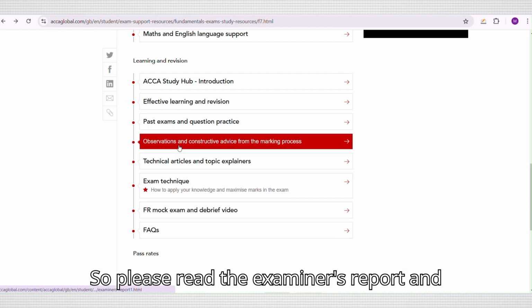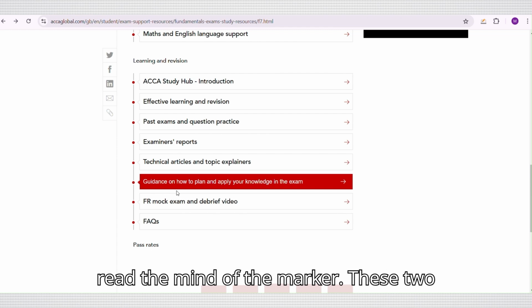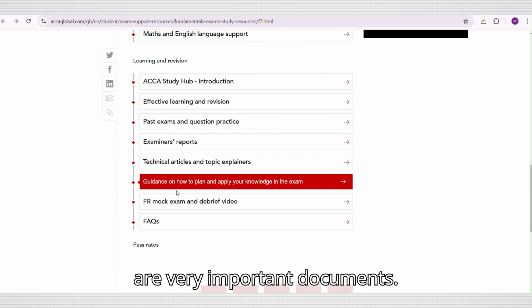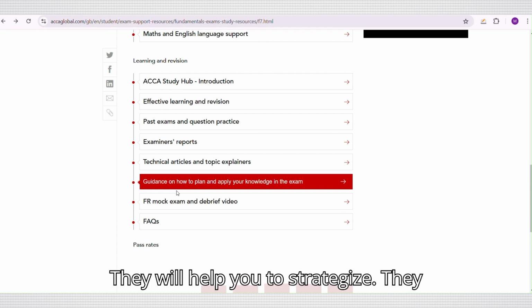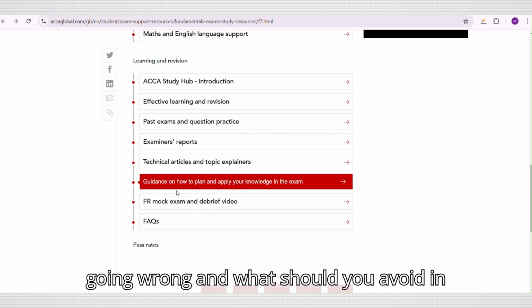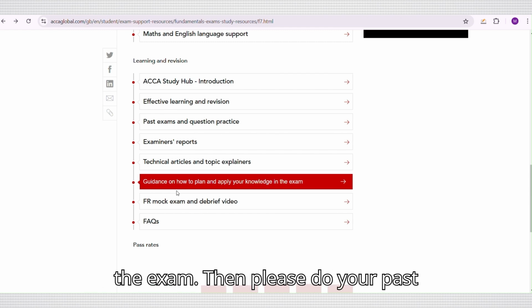So please read the examiner's report and read the mind of the marker. These two are very important documents. They will help you to strategize. They will help you to understand where you are going wrong and what you should avoid in the exam.